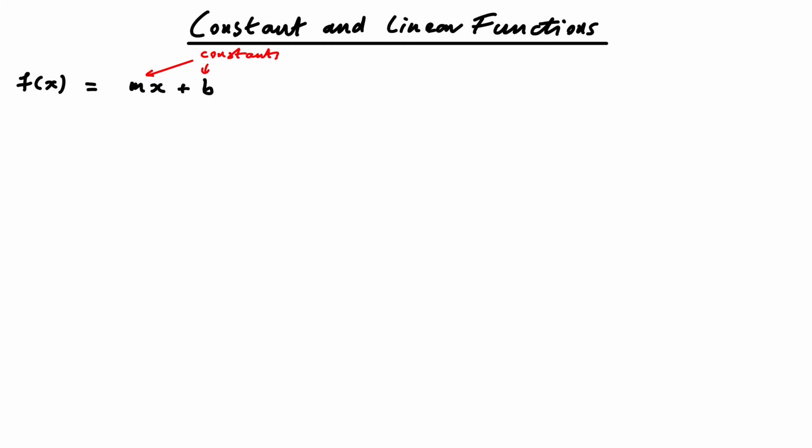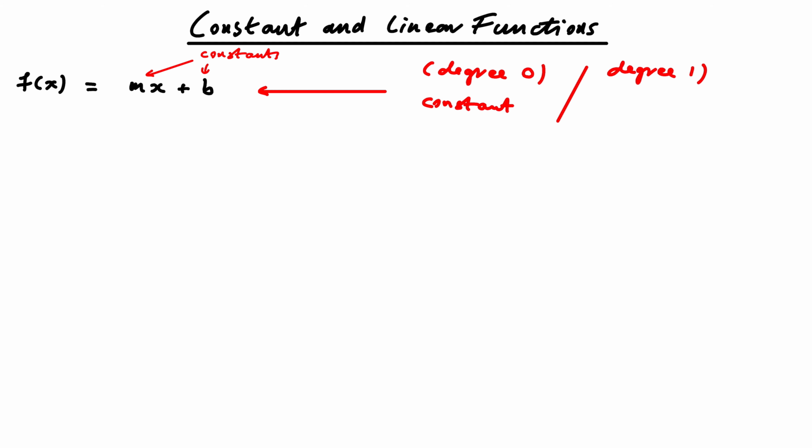And just to reiterate what I've just said, the degree determines if you're constant or if you're linear. So degree 0, this is constant, that would correspond to m being 0, or degree 1, that's linear. These are polynomial functions.